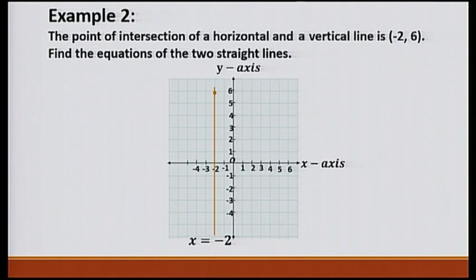Next, we are going to draw a horizontal line that passes through the point. This equation of a line is y is equal to 6. So, the equations of the two straight lines are x is equal to minus 2 and y is equal to 6.